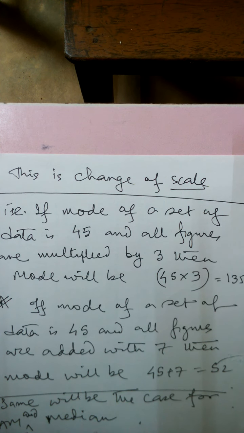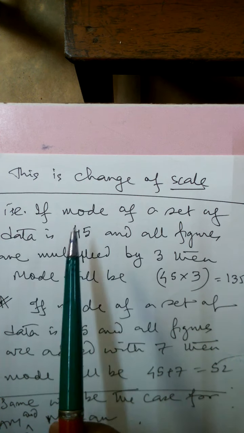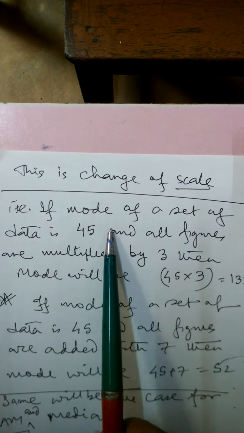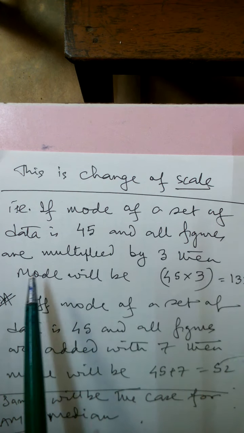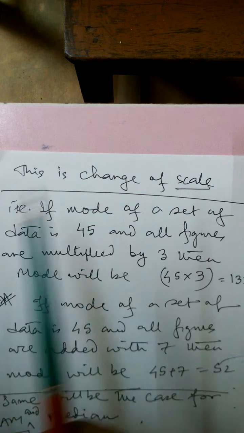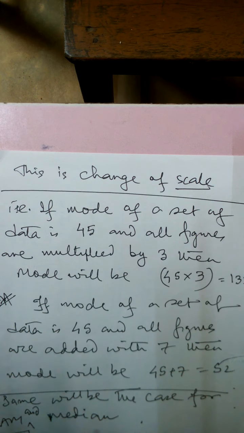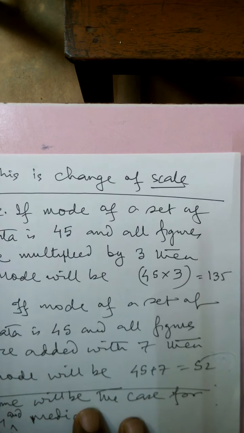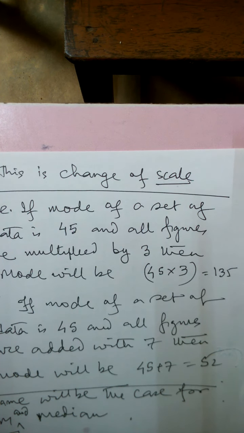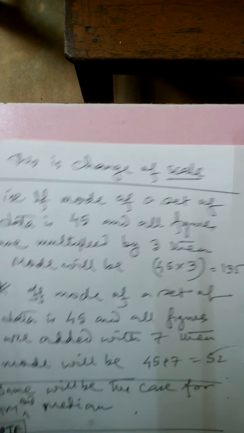Now let us take an example. The question is, if the mode of a set of data is 45 and all figures are multiplied by 3, then what would be the mode? The mode will be 45 into 3, that is 135. Very simple. This multiplication of all the figures by 3 is called change of scale, and the change of scale amount is 3.